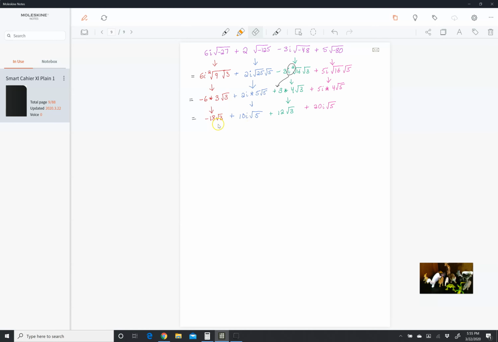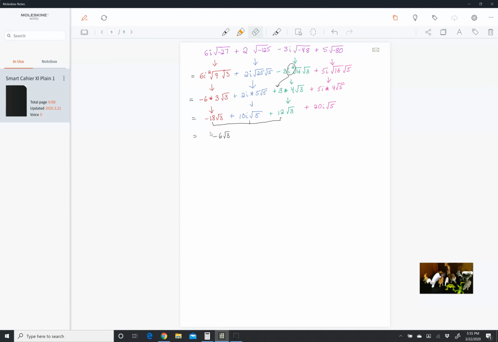So these first two terms cannot be combined. They wouldn't be considered like terms. But the negative 18 root 3 and the 12 root 3 can be combined. So we're going to combine those. You just combine the coefficients on the outside. So negative 18 plus 12 is negative 6. So we have negative 6 root 3.